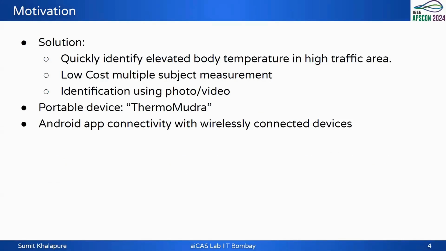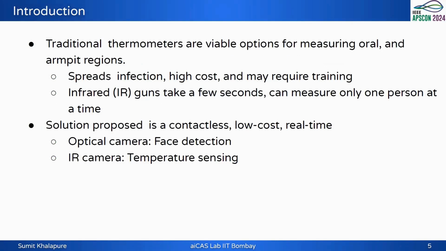So the solution is, first, to quickly identify elevated body temperature in high traffic areas. Low cost multiple subject measurement should happen, and then identification using photo and video so that we need not stand near the person whose temperature we are detecting. This portable device, we called it Thermomudra, and we have Android app connectivity, wirelessly connected to any Android device. It just needs a hotspot, and connecting to the hotspot will show you on the screen what the temperature on the face is.